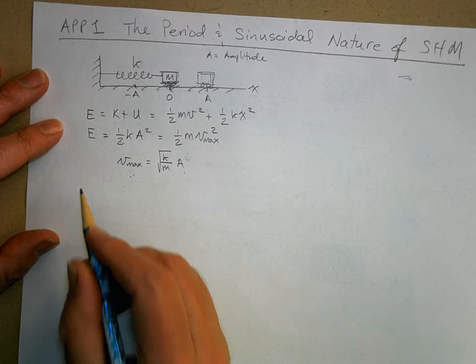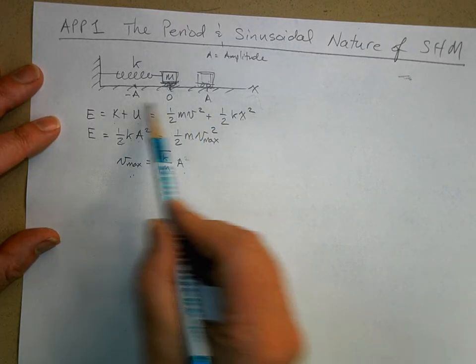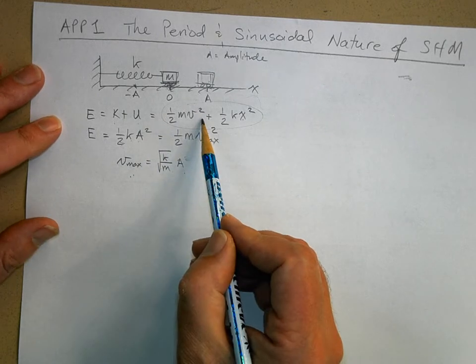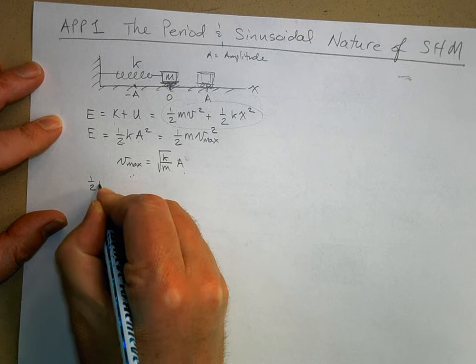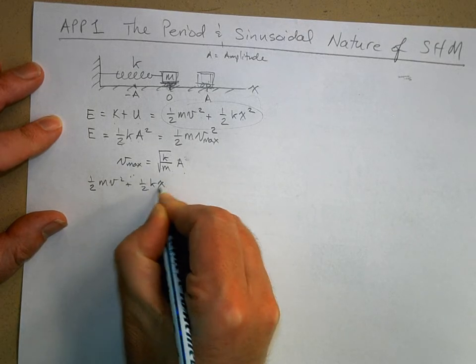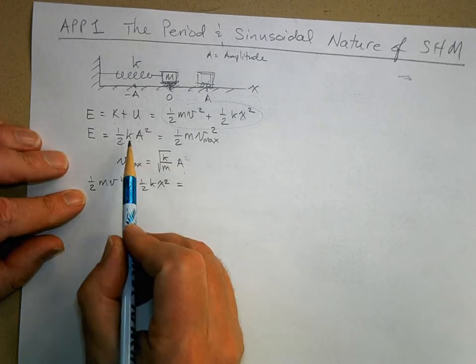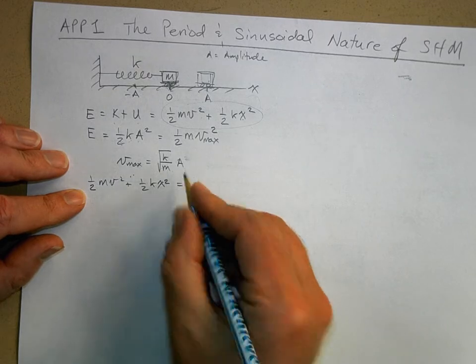Okay, now we're going to take a look at this expression, and we're going to solve it in terms of, see, 1/2 mv squared plus 1/2 kx squared equals, now I'm going to leave it in terms of 1/2 kA squared.